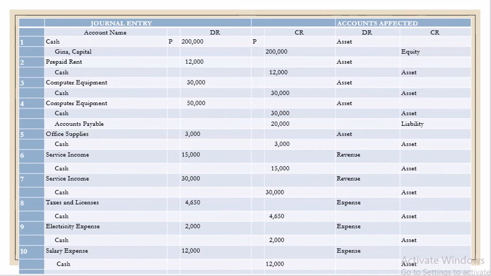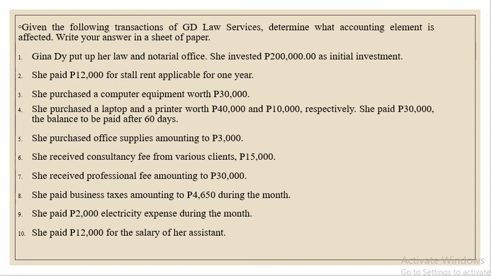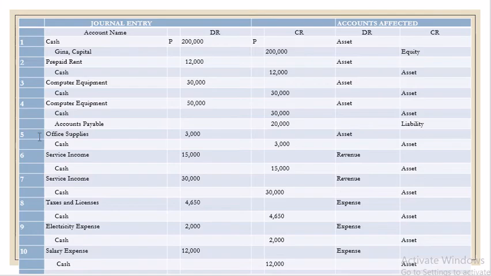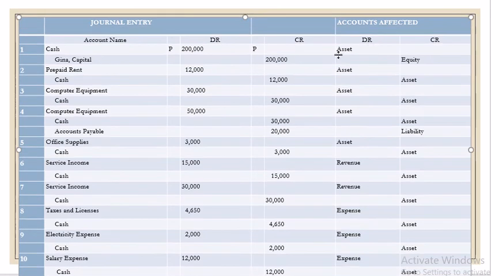So in the first place, when we go back to the transaction, Gina D put up her law and notarial office. She invested 200,000 as initial investment. So here we have cash, journal entry. This is the journal entry. So cash, 200,000. DR is debit, CR is credit. So Gina capital, 200,000. So accounts affected is assets. Natural ang assets ay nag-increase. And then meron na siyang equity, Gina capital.